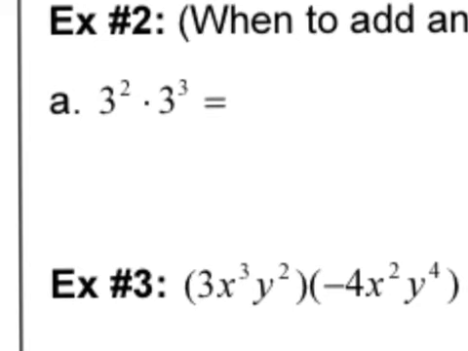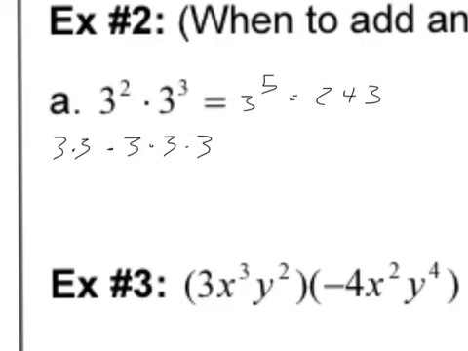Okay, not too bad. Alright, let's talk about adding and subtracting exponents. So what is 3 squared times 3 cubed? Well, let's think about this. 3 squared is really just 3 times 3. And 3 cubed is really 3 times 3 times 3. Well, if I have 5 3's here, isn't that the same thing as 3 to the 5th, which I believe is 243?